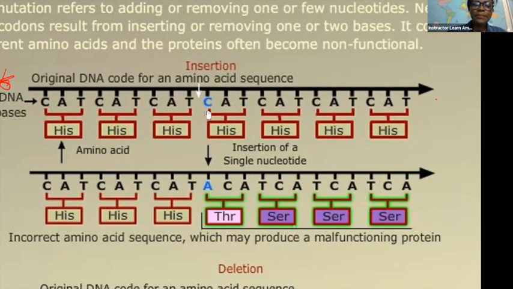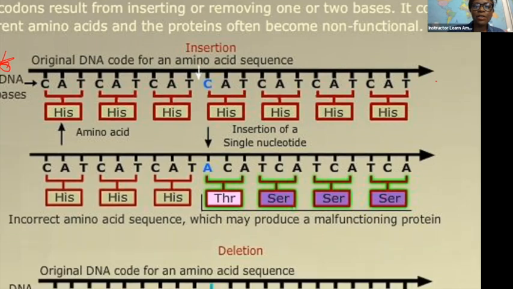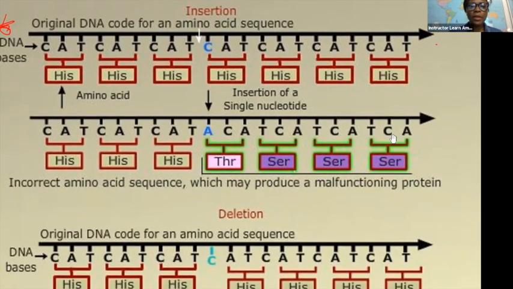Here's the C. We could see that it was translated. Here are the amino acids that are translated. Now, if we were to insert a single nucleotide, in the space between the black T and the blue C, if we were to insert the letter A, that would then shift all the messages thereafter.